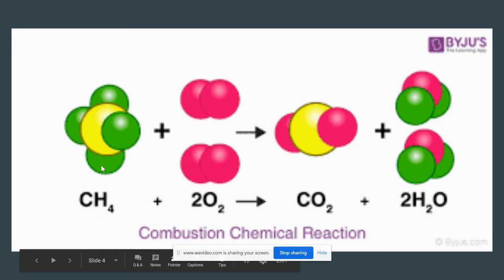You can also see that the number of atoms is conserved. So we started off with one carbon, this yellow, and we ended up with one carbon. We started off with 4 atoms of hydrogen, this H, and we ended up with 4 atoms of hydrogen. We started off with 4 atoms of oxygen, and we ended up with 4 atoms of oxygen. So in a chemical reaction, the atoms are rearranged.